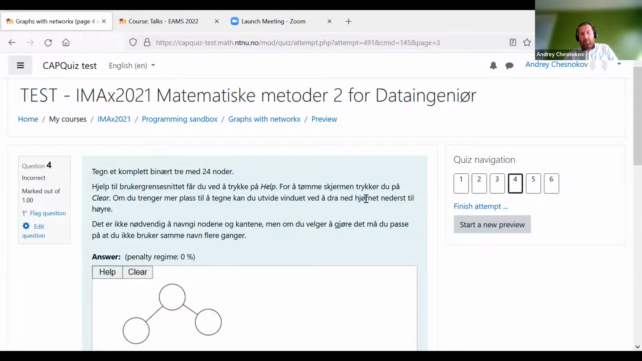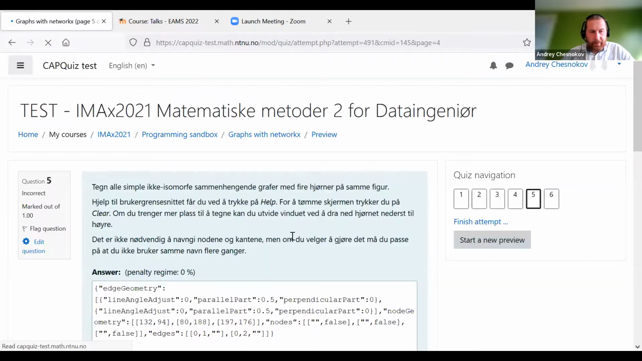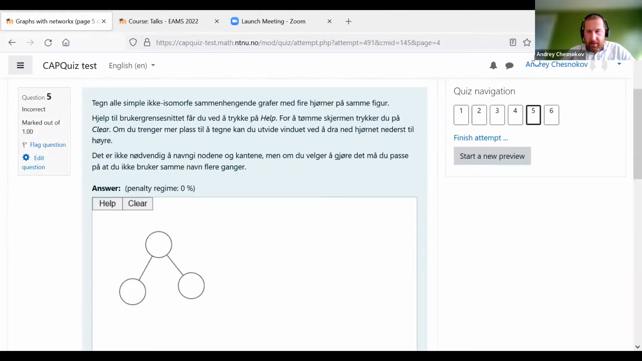And what is important with these kinds of problems is that there could be quite a few different answers that we all will accept as correct. Here, I think this was the 5, so 6. Here it's just draw all non-isomorphic graphs that are connected and that have four nodes.